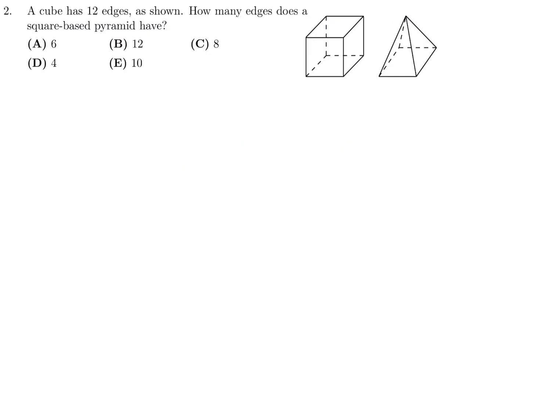A cube has 12 edges as shown. How many edges does a square-based pyramid have? Well, let's count them. 1, 2, 3, 4, 5, 6, 7, 8. 8 edges for that square-based pyramid. Number 2, the answer is C.